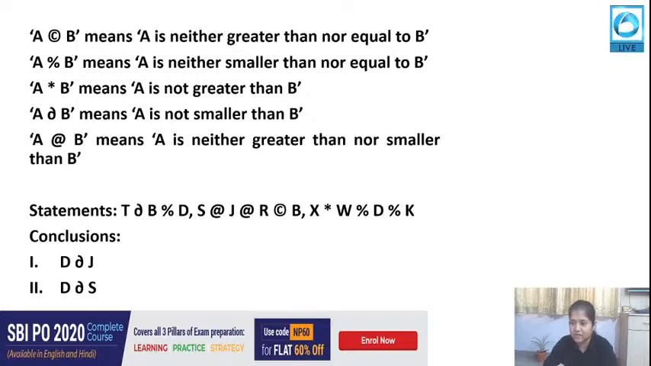So, I'm waiting for the answers here. Shubham says neither nor. Sakshi says either. So the options are only one, only two, both one and two, either one or two, or neither one nor two. Shanky also says neither. Okay, so let's have a look.